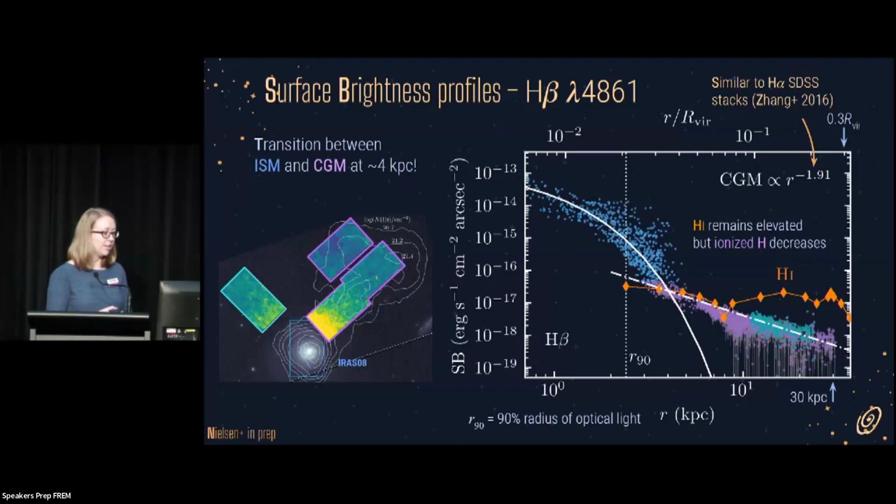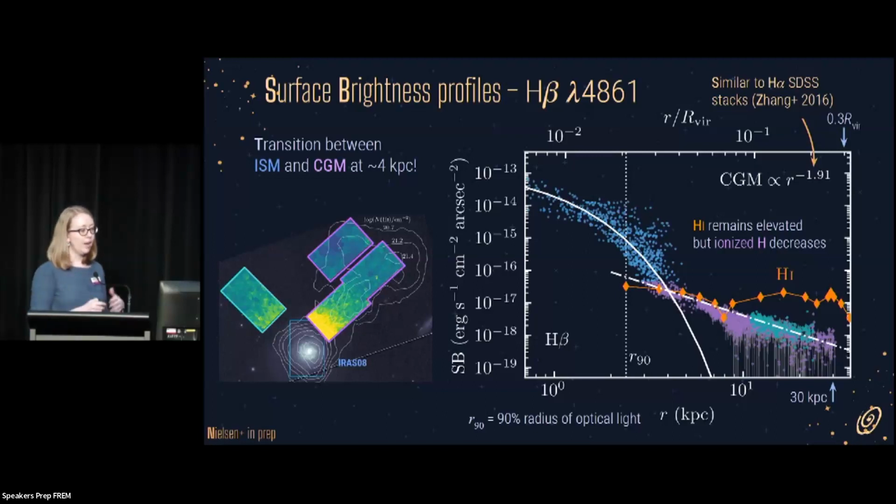Another thing to note is that I've also plotted the H1 column density, just roughly scaling it with the ionized gas. And it seems to remain elevated out to 30 kiloparsecs, whereas the ionized gas decreases. So these two line tracers seem to be tracing different components of the CGM, whereas the H1 seems to be accreting onto the galaxy and fueling that starburst. The ionized gas seems to be more of a diffuse CGM component.